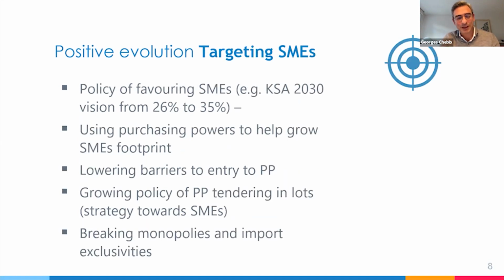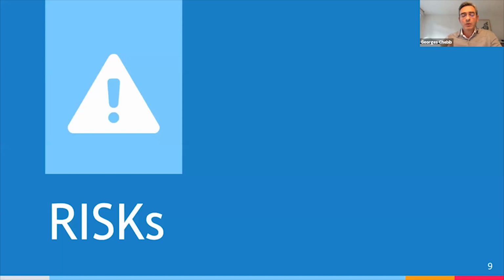I just wanted to add that PPP frameworks are also evolving. Clearly, those countries are trying to improve their SMEs footprint, so they're targeting SMEs. Since we spoke a lot about SMEs, they're trying to use their purchasing power through public procurement to help grow the SMEs footprint, basically lowering the barriers to entry to public procurement for SMEs. Another trend is cutting public procurement tendering into smaller lots to open it to SMEs. We have also seen many countries breaking those big monopolies, big corporations that had import exclusivities and so on. So clearly we see a trend toward SMEs.